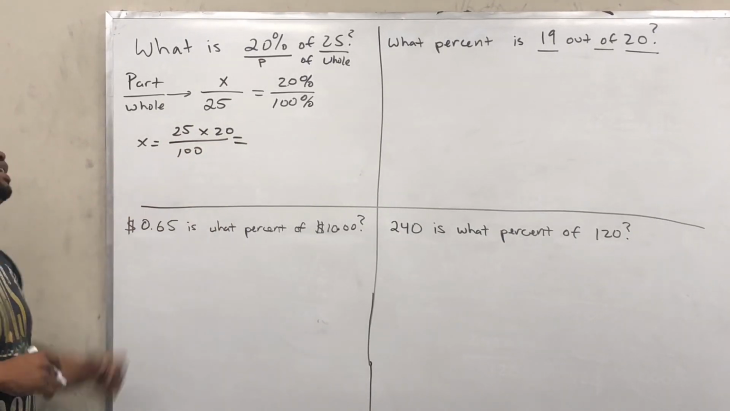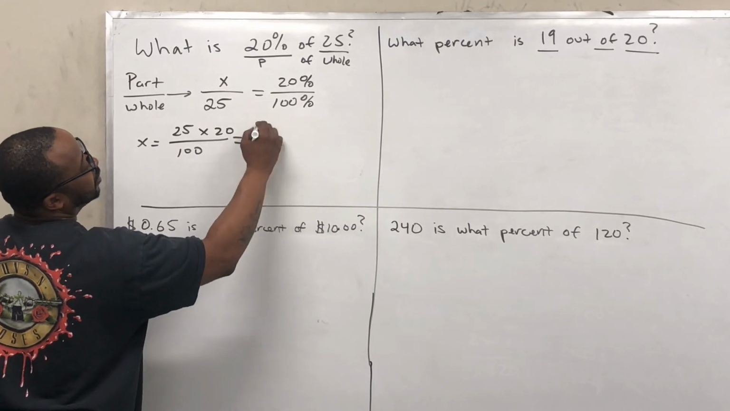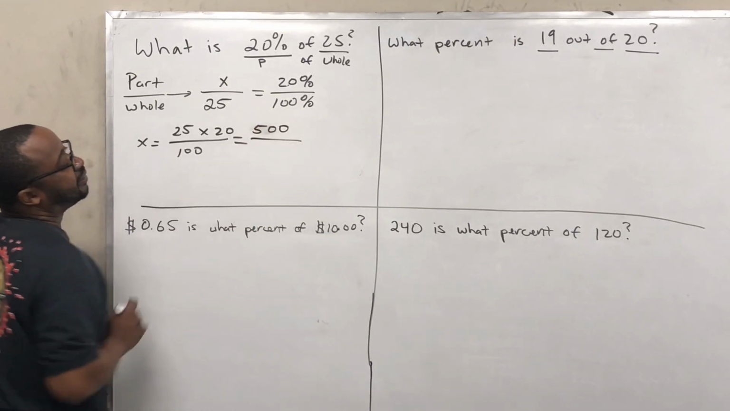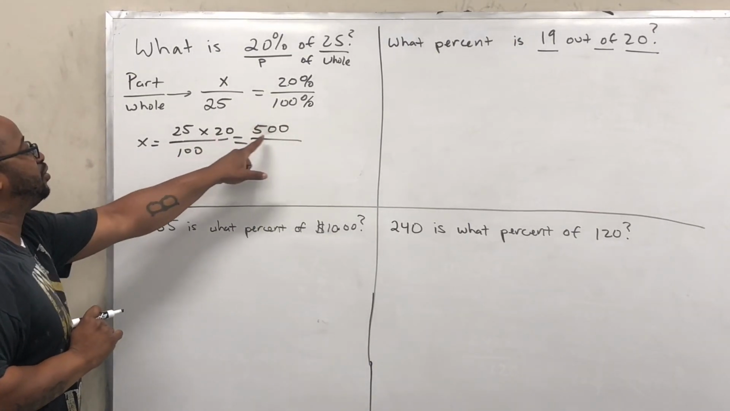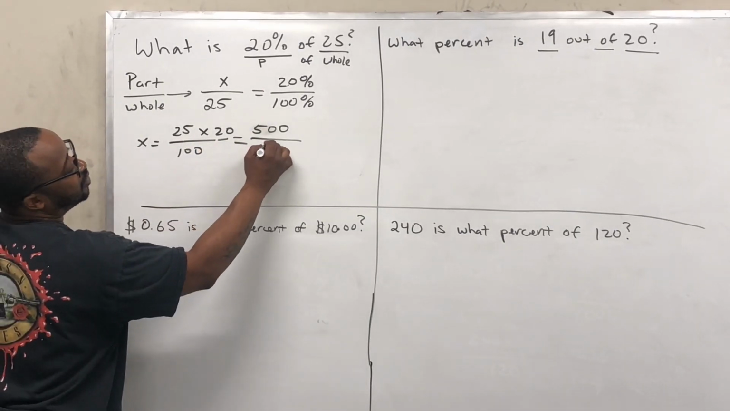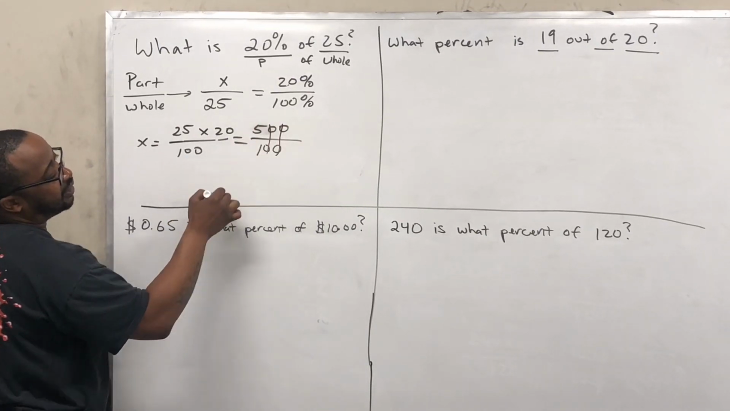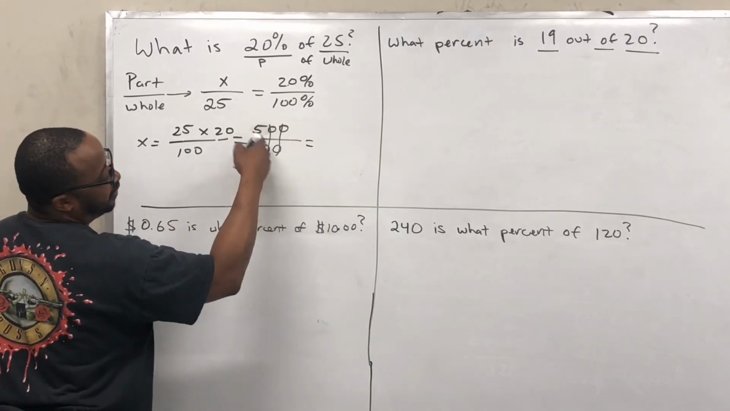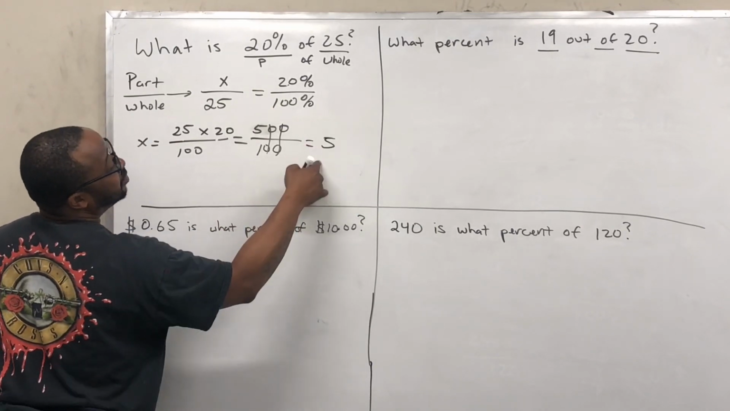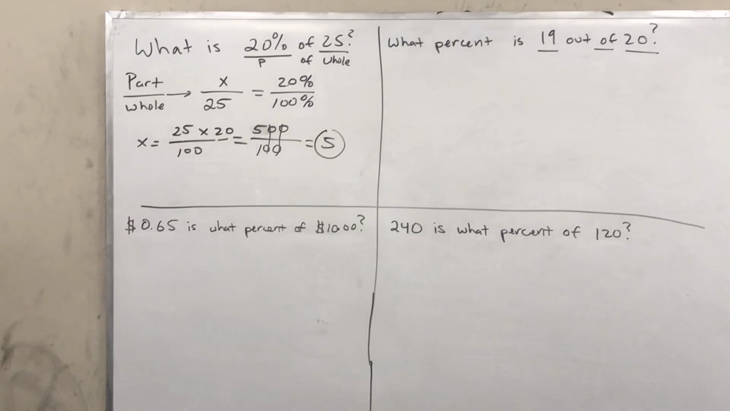So 25 times 20 is going to be, oops, sorry, I wrote that wrong, 500. Or 25 times 2 is 50, 25 times 0 is 0. And then what we're going to do is divide it by 100. I can slice my zeros here. 500 divided by 100 is going to be 5. So x is going to be 5 here, okay?